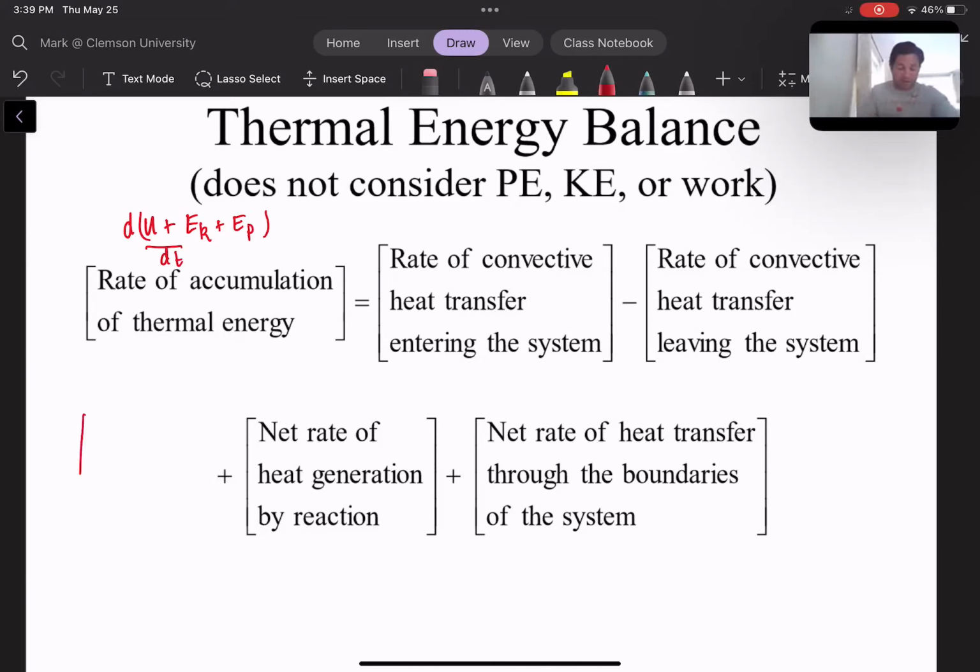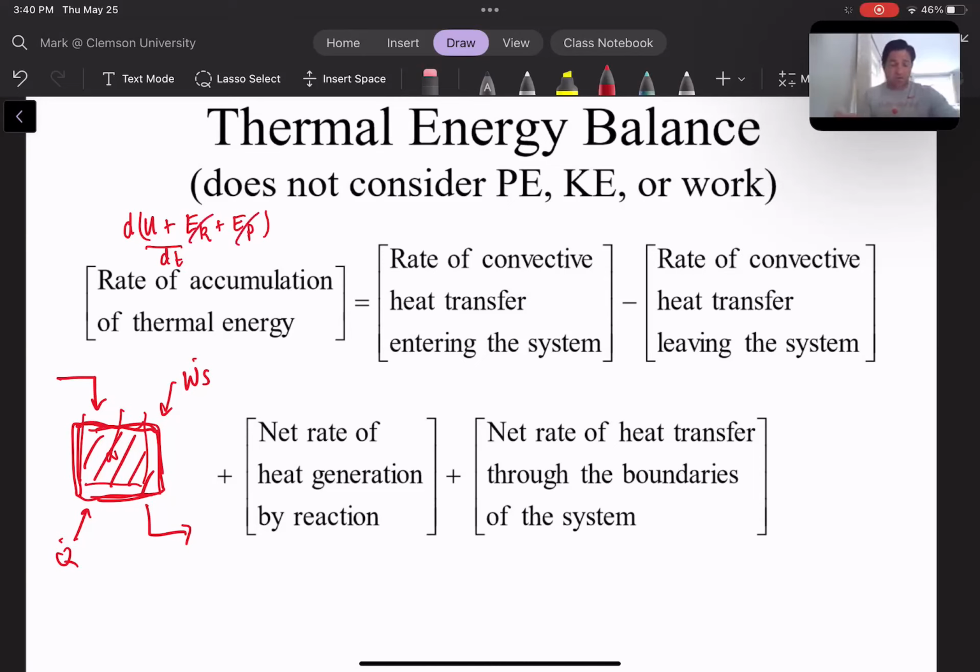So again, if we're thinking about a system right here, we have things that enter the system, but our accumulation term is going to be what is accumulating, what is changing within this system right here, not the difference between inlet and outlet. So that's the rate of accumulation of energy. Because potential energy and kinetic energy tend to be small relative to internal energy for reaction and separation processes, we're going to ignore them and just look at the rate of internal energy.